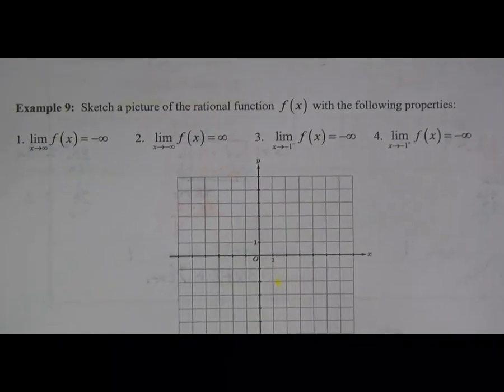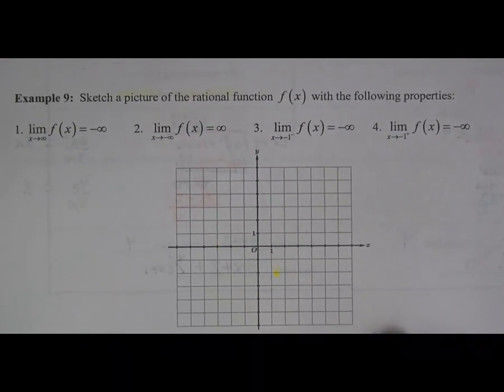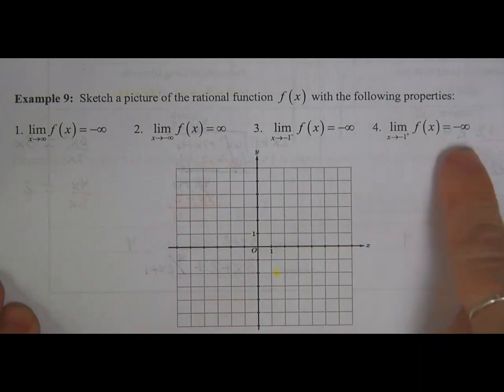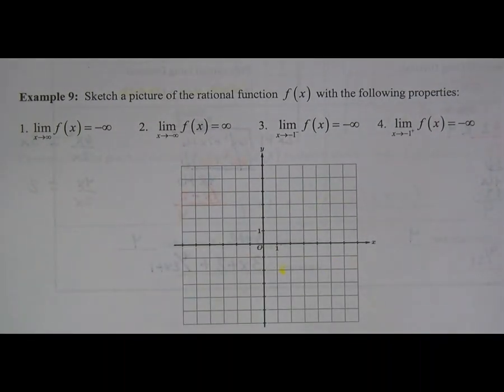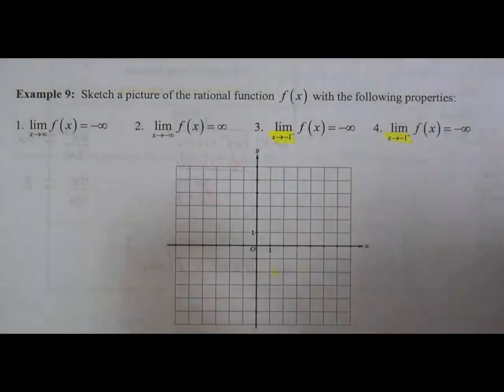Number 9 is very challenging. I want you to just challenge yourself and see how much of this you understand, but it is very challenging, okay? All we have is limit statements, and we're supposed to draw a picture of the graph. So let's start over here. There's a reason why I'm having you start here.